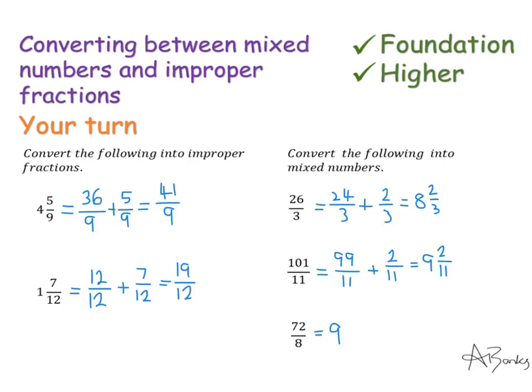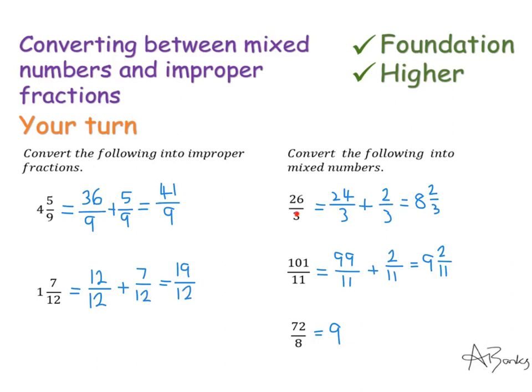Here are the solutions. So I've just written these as an addition rather than just writing them next to each other. So in this first question, in 4 whole ones, there are 36 ninths, plus the 5 ninths gives me 41 ninths. And in this one, 1 whole one is 12 twelfths, add the 7 twelfths is 19 twelfths.